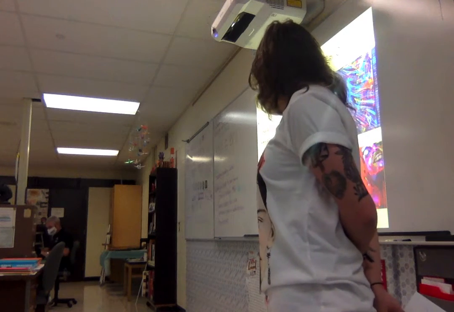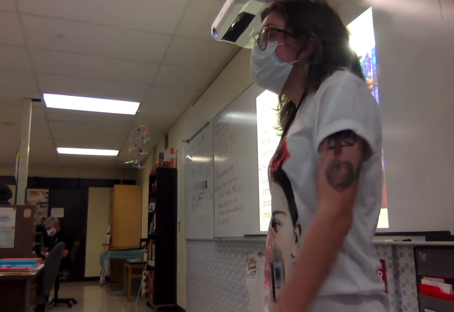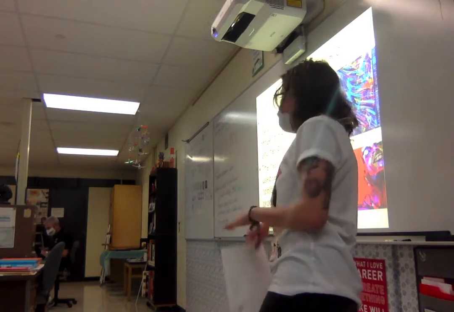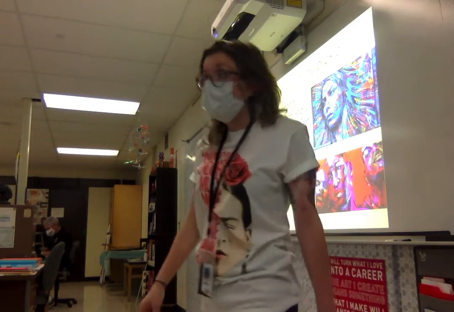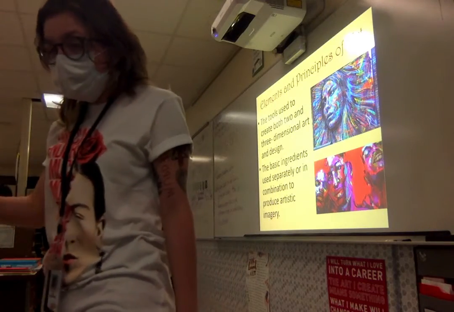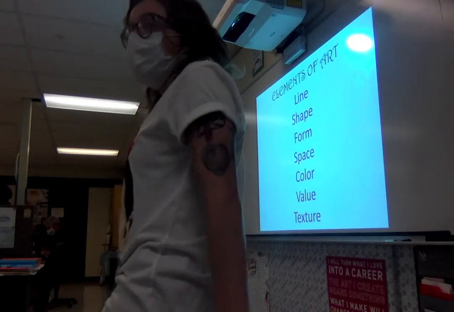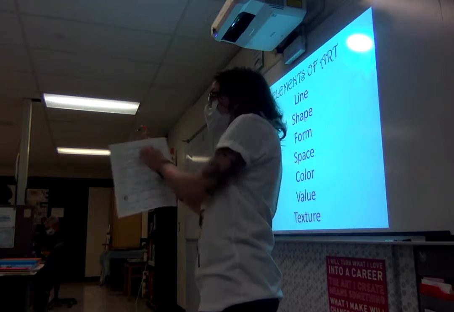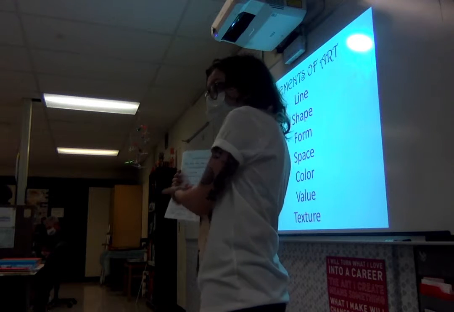And they are also the basic ingredients used separately or in combination to produce artistic imagery. So pretty much every single thing you see, like my shirt, these drawings, your shirt, all the posters on the wall, they all have elements of art on them. And we are going to go through what each of those are. So we have line, shape, form, space, color, value, and texture. And all of these are on your worksheet, and they also all have definitions on there.